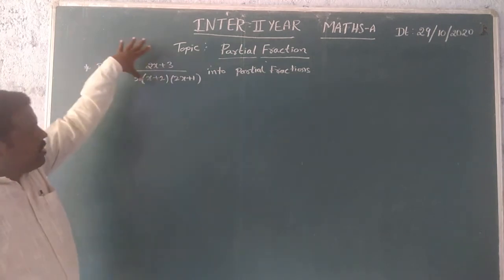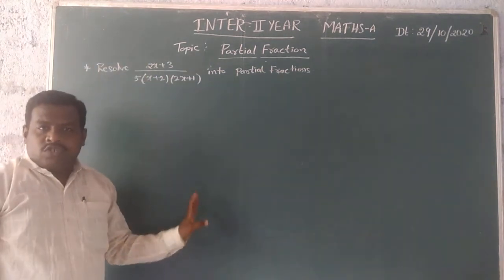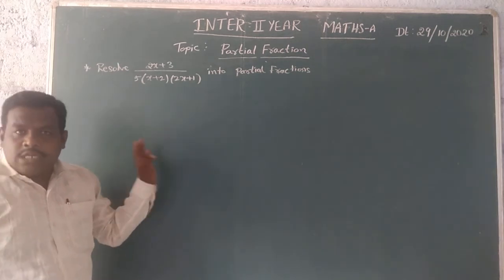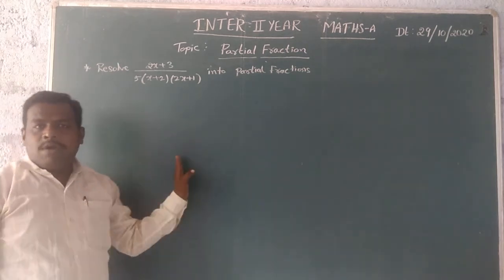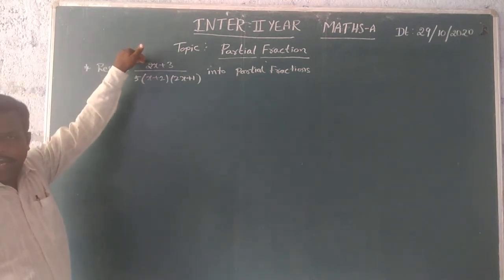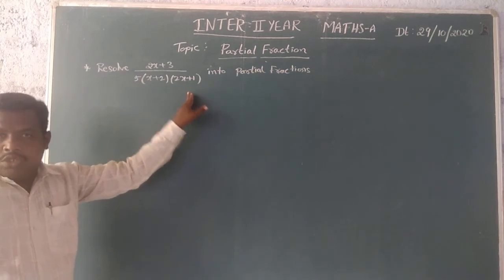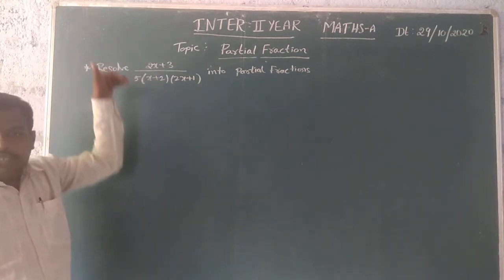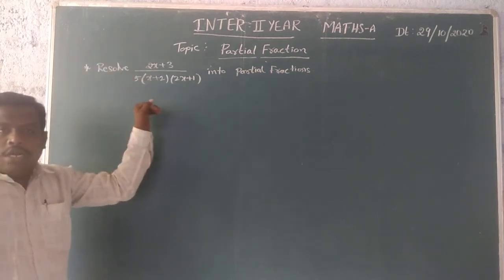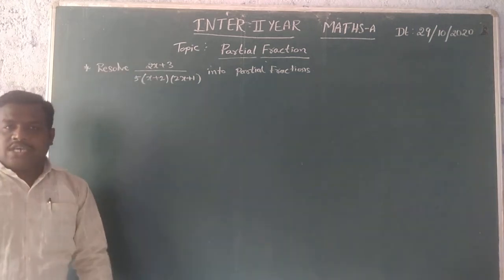First of all, we can check whether the given fraction is a proper or improper fraction. What's the degree of numerator? 1. What's the degree of denominator? 2. So, the degree of numerator is less than the degree of denominator. So, the given fraction is a proper fraction.